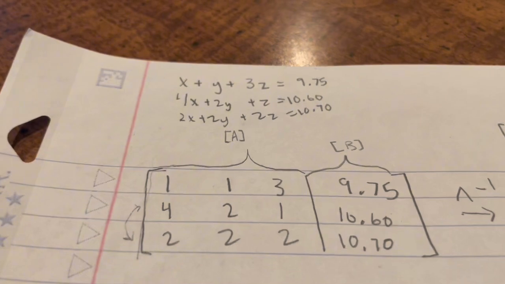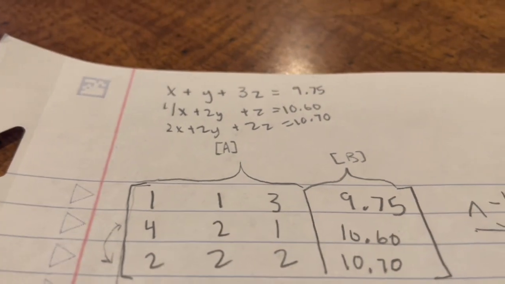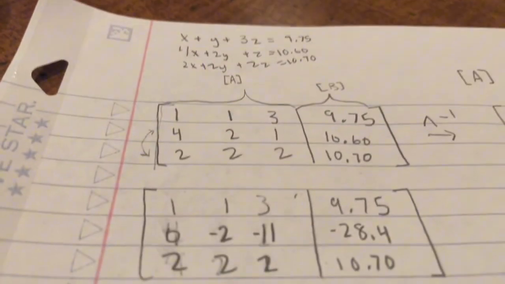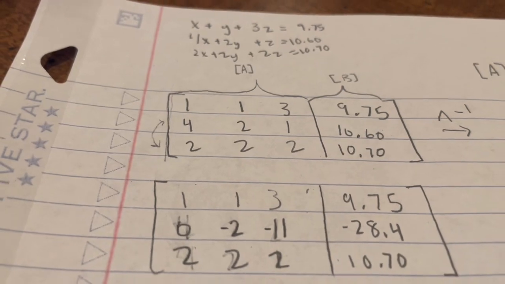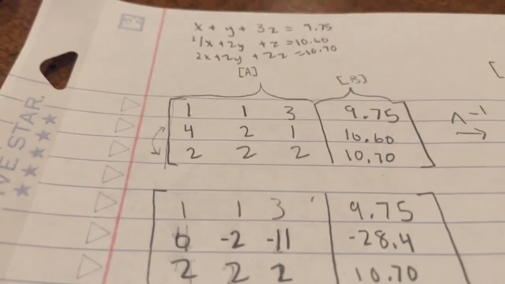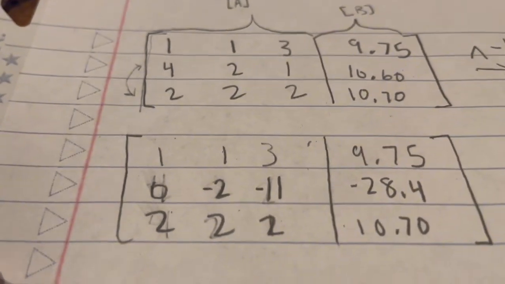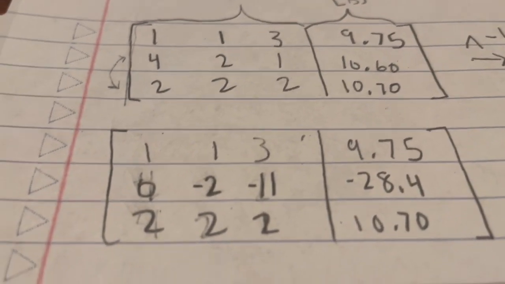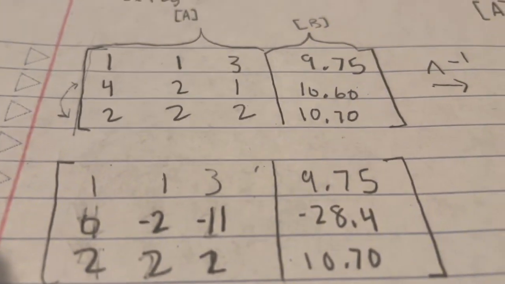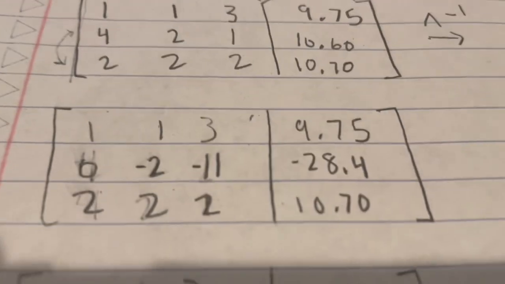And so we're going to set it up in an augmented matrix. And then we can start using row reduction, with the first step being to multiply the top row by -4 and add it to the second row, which would make the second row 0, 2, -11, and then on the other side would be -28.4.